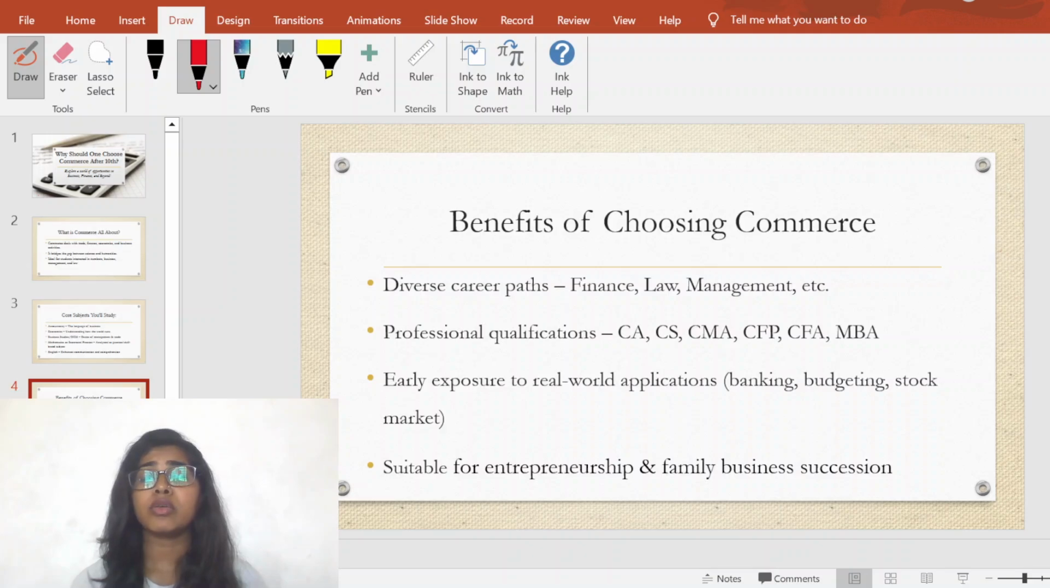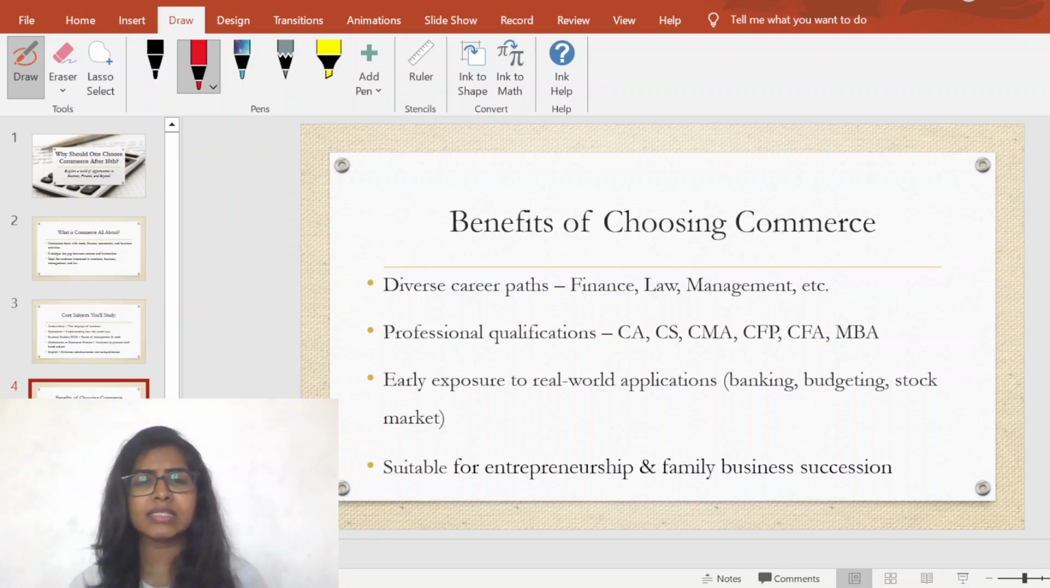So commerce has got diverse career paths. I would say you name it and commerce can give you wings to fly for that career path. Finance, law, management, starting your own business, or you have your own family business and you want to grow it, commerce can help you in all of this. I would suggest go read about it, and whatever interests you, check out what it leads to. You'll get a better option.